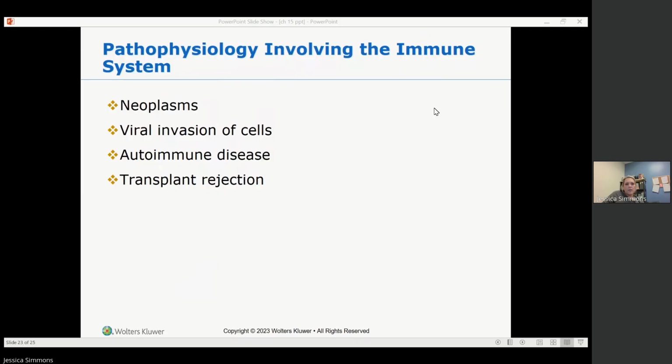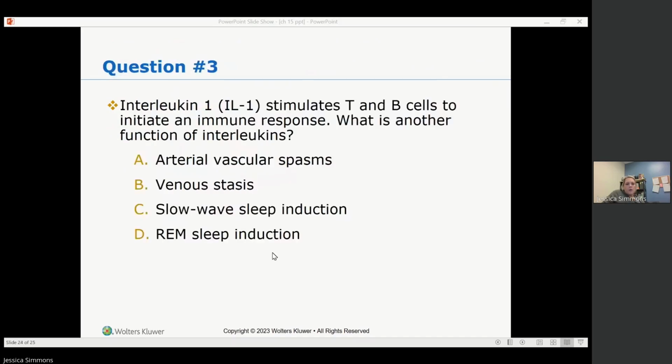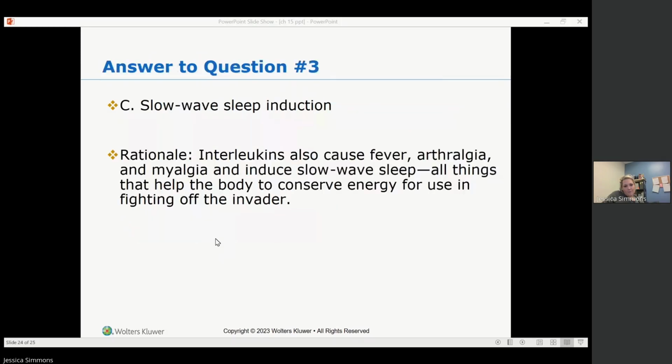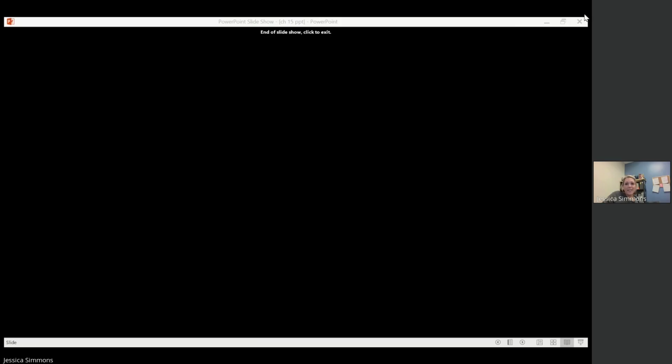Pathophysiology involving the immune system: you have neoplasms, viral invasion of cells, autoimmune disease, and then transplant rejection. Interleukin 1 stimulates T and B cells to initiate an immune response. What is another function of interleukins? I'm not going to ask you this. But the answer is slow wave sleep induction. But I'm not going to ask you that. And that is the end of this chapter.